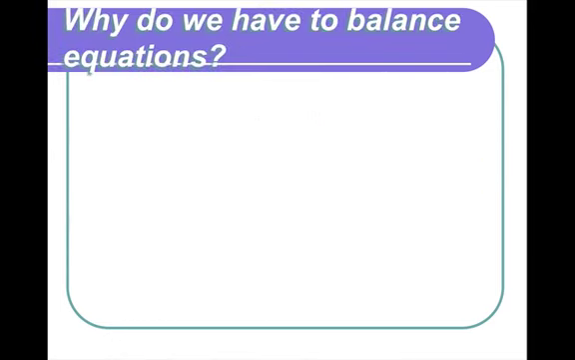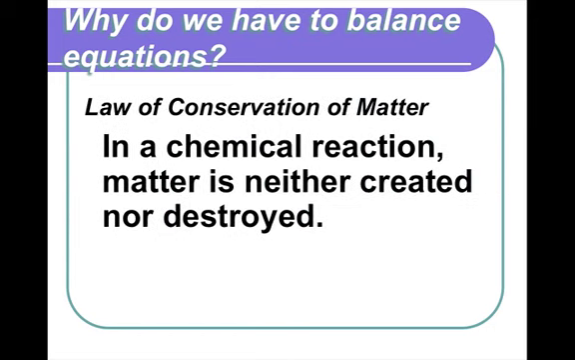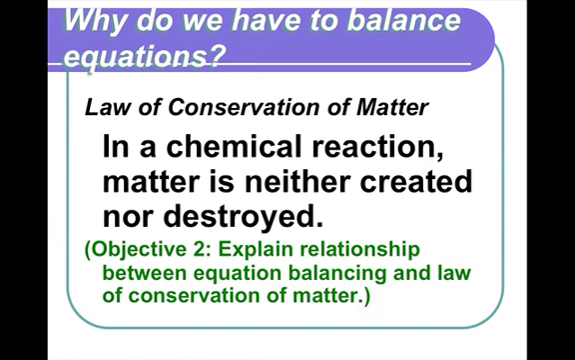So why do we have to balance equations anyway? We balance equations because the law of conservation of matter says that in a chemical reaction, matter is neither created nor destroyed. That means we aren't creating any new atoms, and none of the atoms are going away. Notice this is not in a nuclear reaction, and that's a whole different ballgame. These are ordinary chemical reactions.